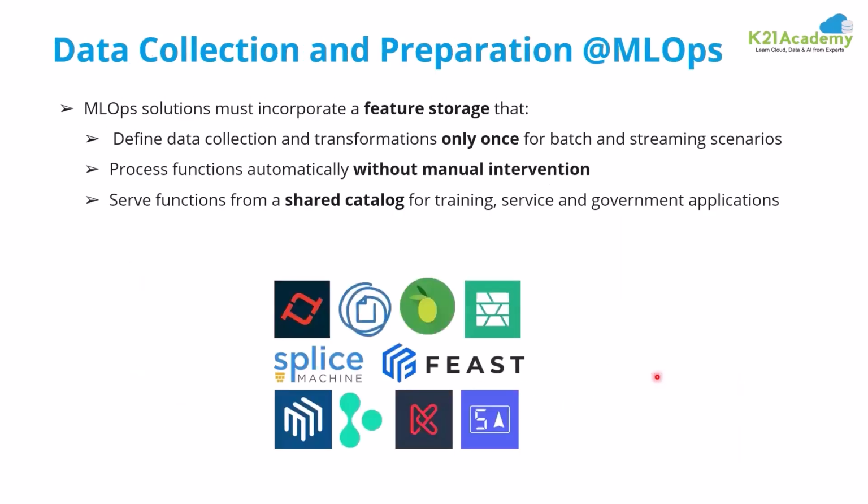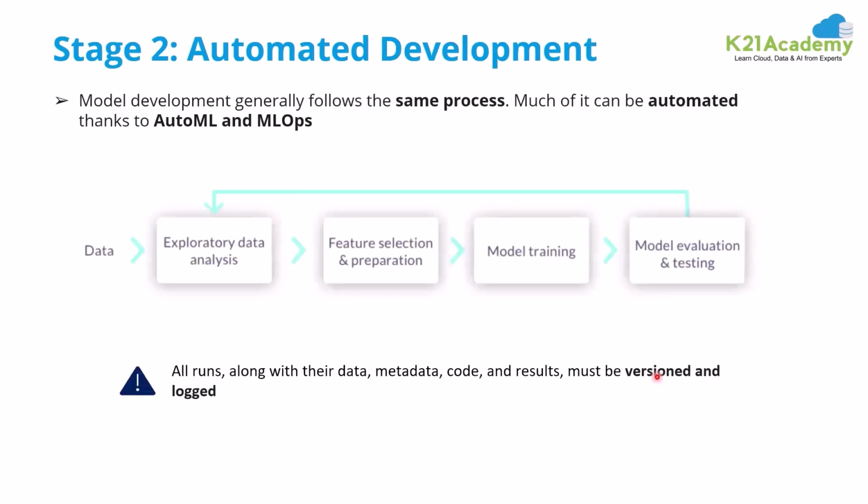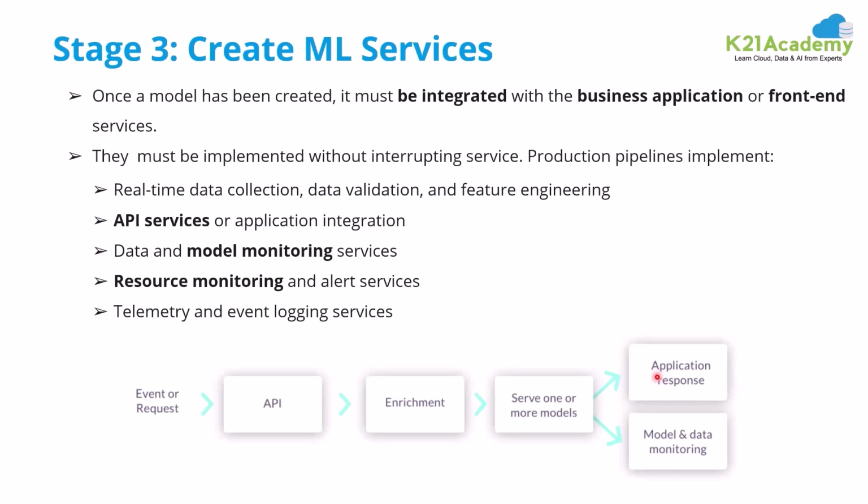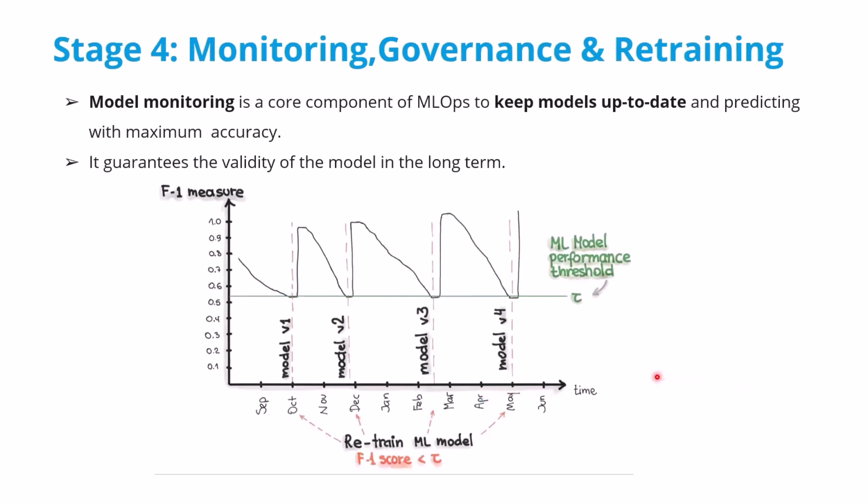So the third thing is once the model has been created. If you remember the first stage, collect the data, prepare the data. Second is automate the process. Third is create a machine learning model which can be automated. Once that is done, then you can look into the performance.